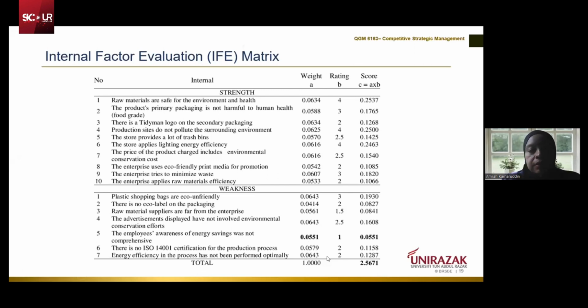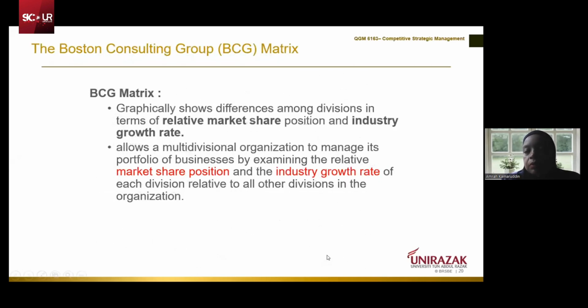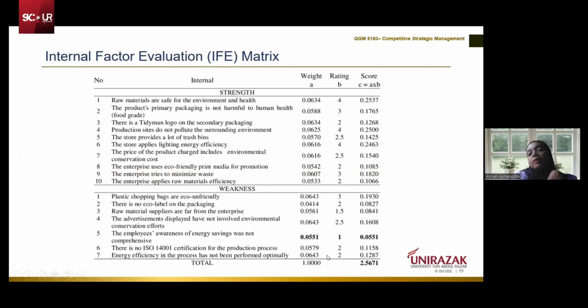So I already, you refer to the previous one. So 1 to 4. That means the rating, if let's say 2.5, is still below 3. So that means you need to improve more on your strengths and also the weaknesses itself.